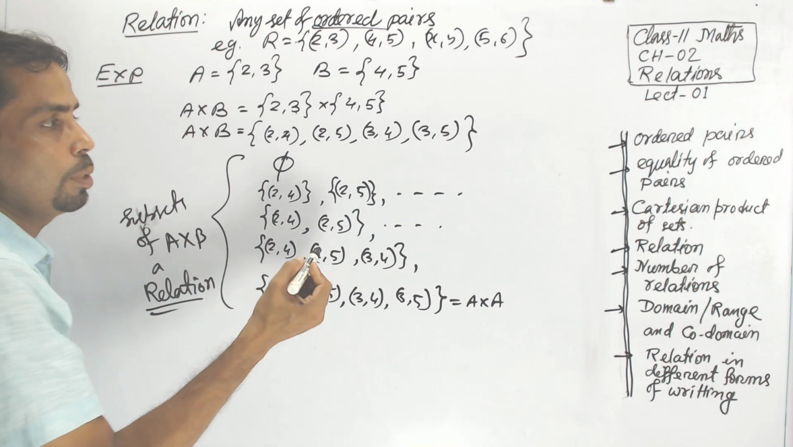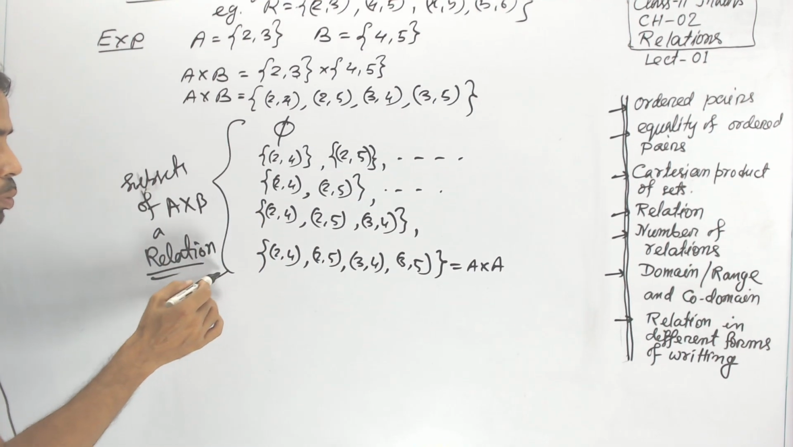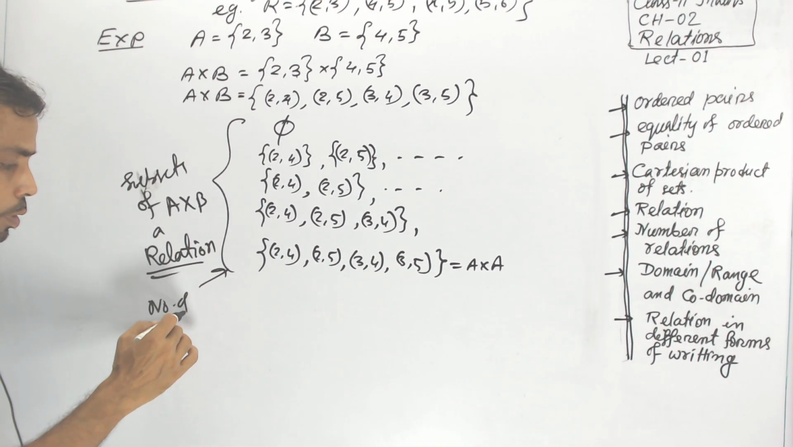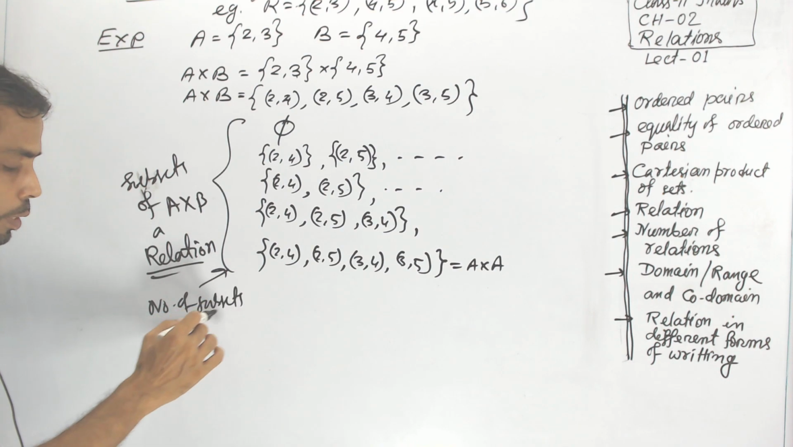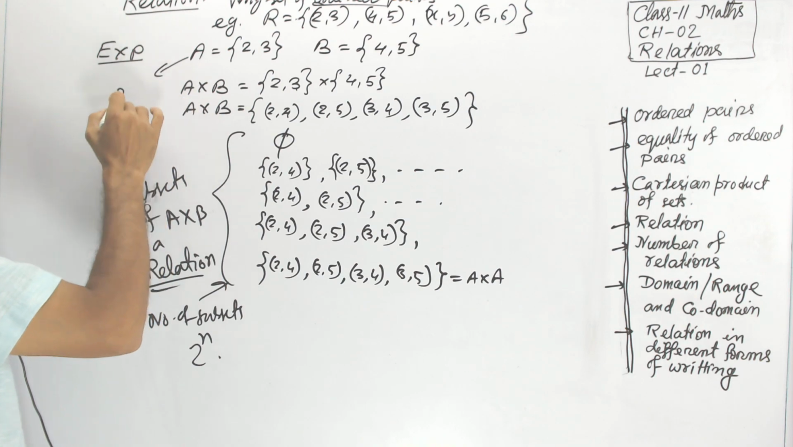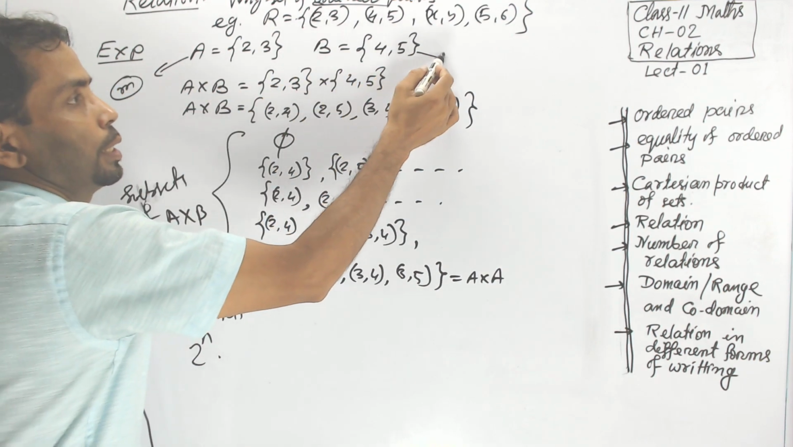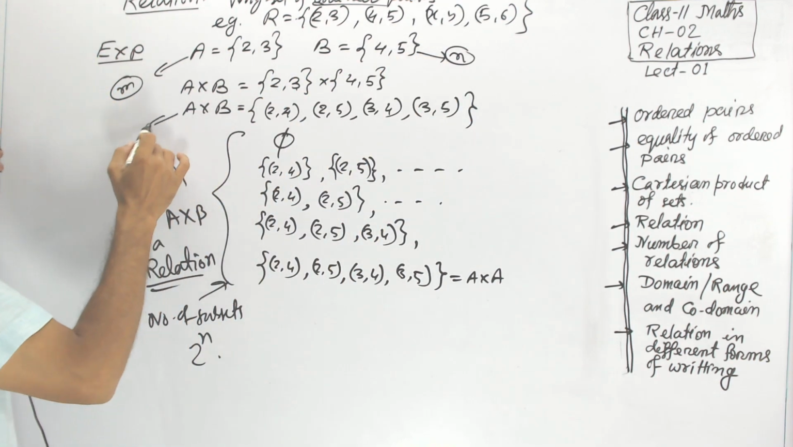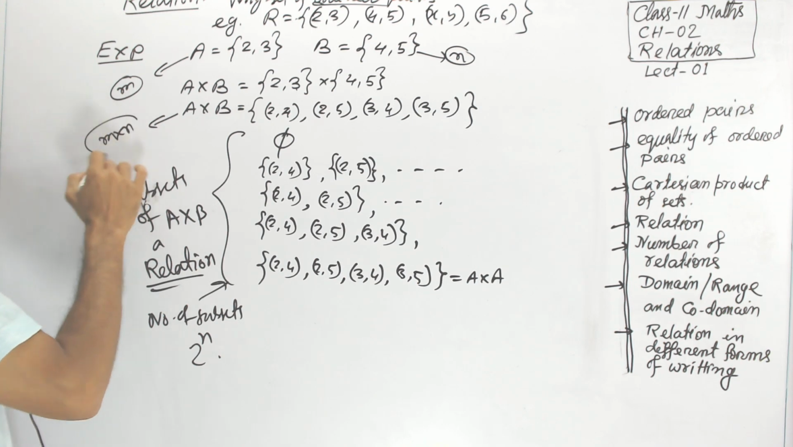So now, how many subsets will there be? We know the number of subsets is given by the formula 2 to the power n. In this case, if set A has m elements and set B has n elements, then this product will have m × n elements.